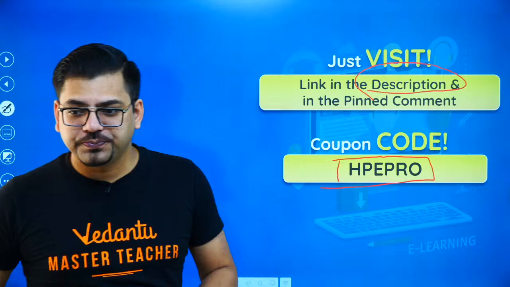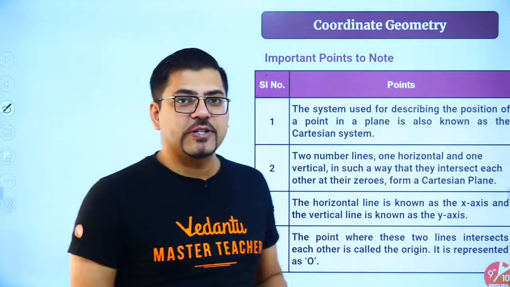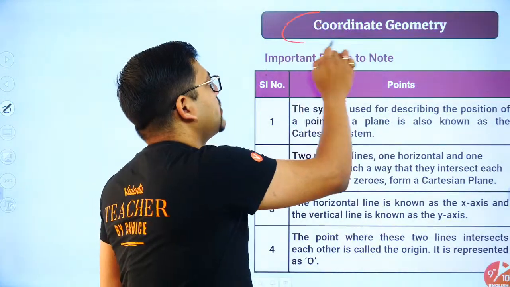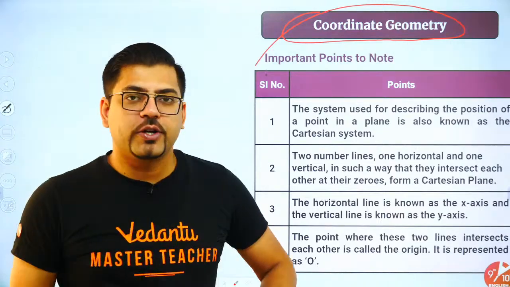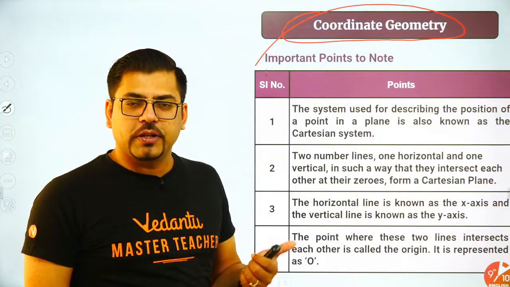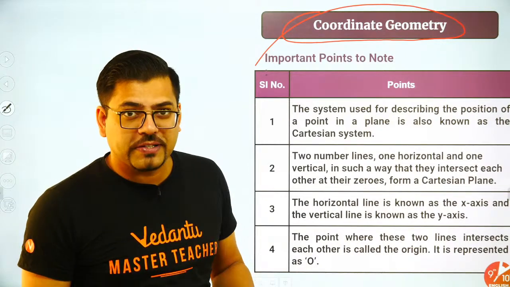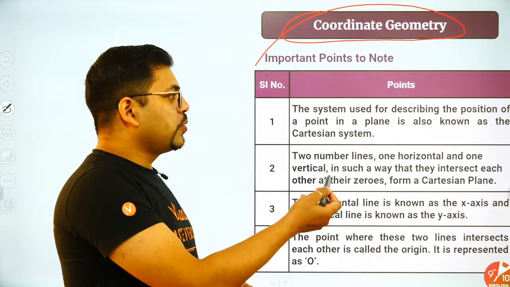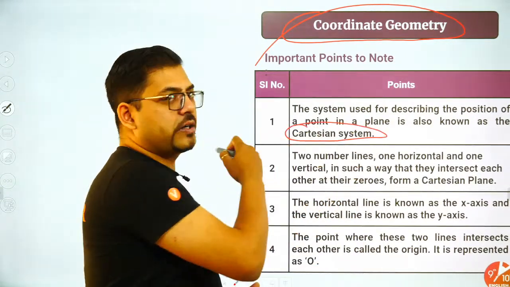Okay, let's move on. Next thing is coordinate geometry. So now in this coordinate geometry, what we have, let's see. You all might be knowing the basic stuff, super basic, super easy. The system used for describing is called the Cartesian system.